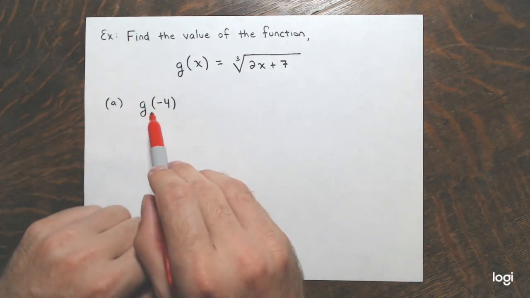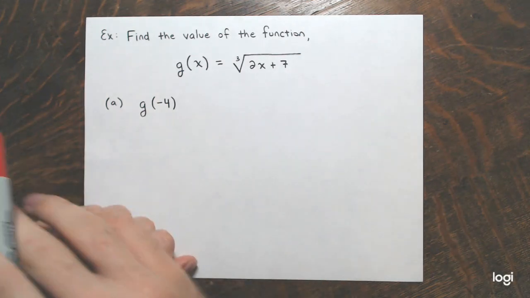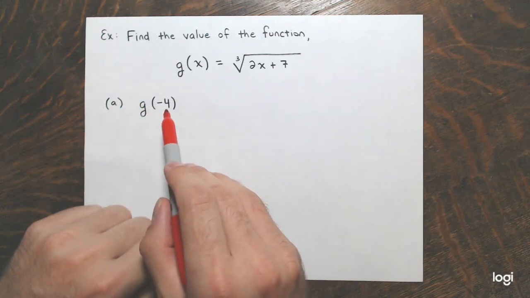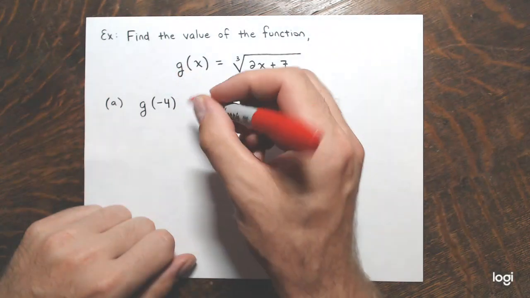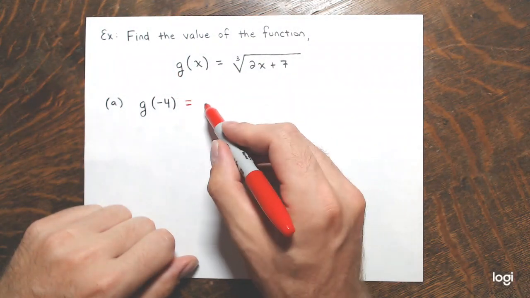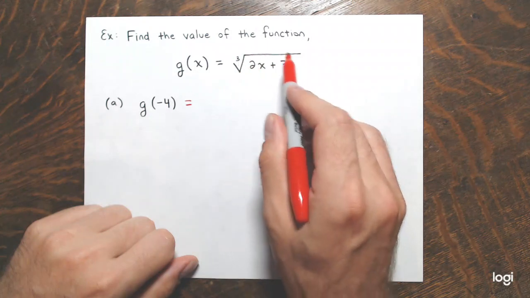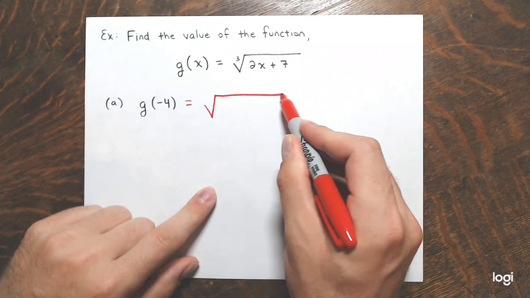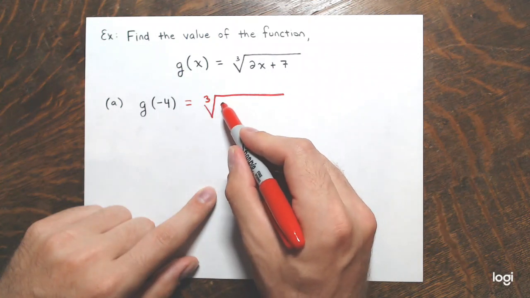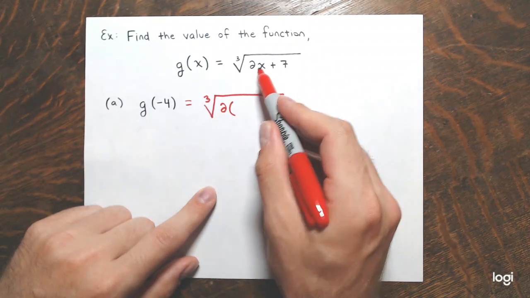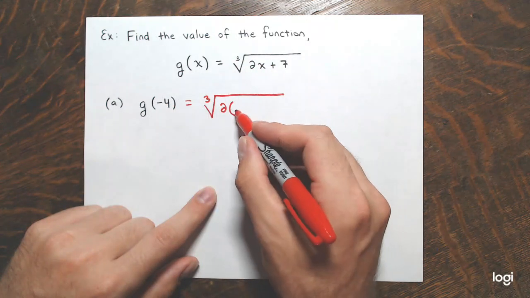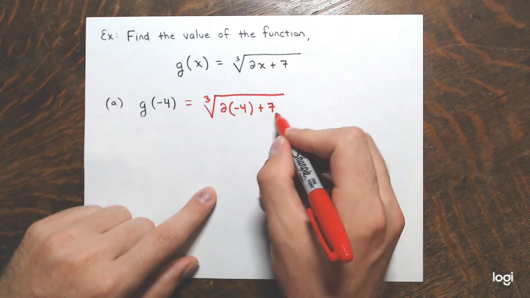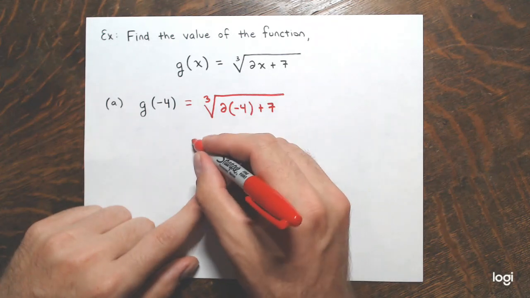So, just like I did with the function f in the last two examples, I'm asked for the value of this function g when the input is -4. All right, so let's take a look. Go to the rule. This tells me how to calculate the output when the input is -4. I take the cube root of 2 times, and then not just x now, x is being replaced with -4, and then add 7 to that. And again, this is all inside the root, so simplify that first.